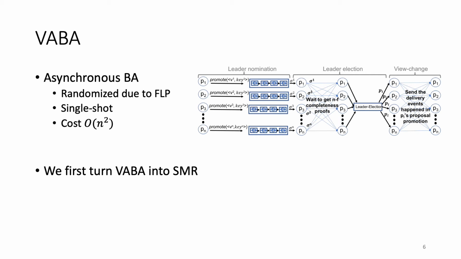For asynchronous protocols, we have VABA as the state of the art. VABA is a single-shot randomized BA protocol, and briefly it contains three parts: leader nomination, leader election, and view change. Leader nomination is basically each node running a Hotstuff instance, and after that they run a leader election to select one of the Hotstuff instances. If the selected Hotstuff instance does not commit a value, they will run a view change protocol and continue to the next iteration. Because there are many all-to-all communications going on, the cost of VABA is quadratic.